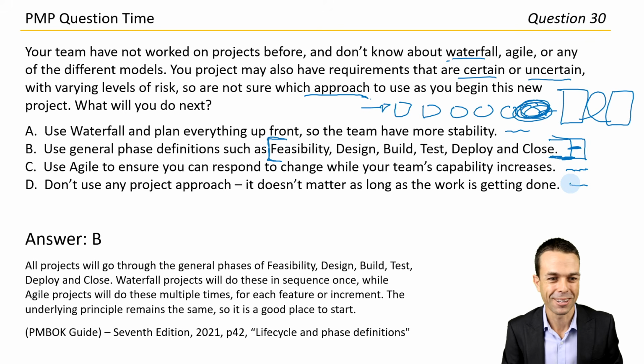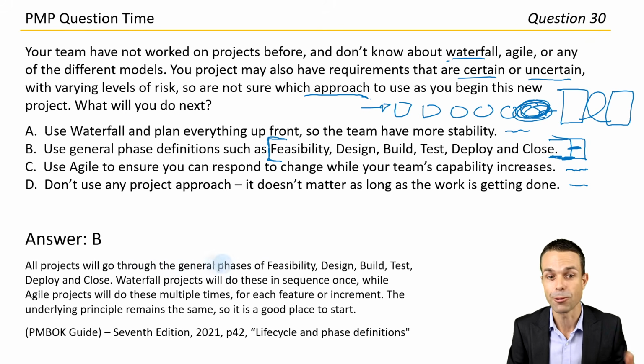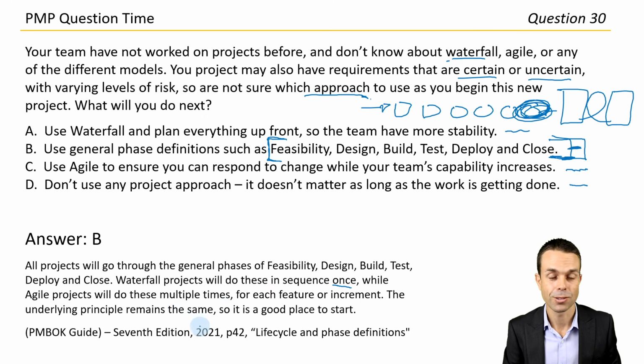All right, excellent work. All projects will go through the general phases of feasibility, design, build, test, deploy, and close. Waterfall projects will do these in sequence once, while Agile projects will do it multiple times for each feature or increment. The underlying principle remains the same, so this is a good place to start. Page 42, Life Cycle and Phase Definitions in the PMBOK Guide 7th edition. That was a really, really good one.